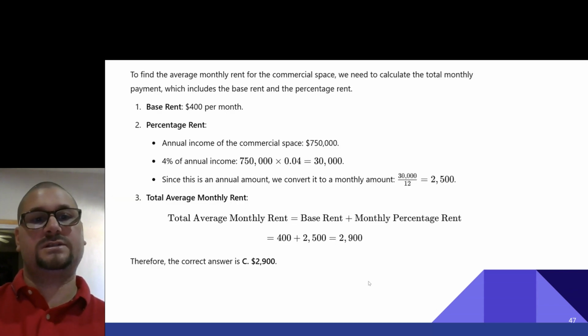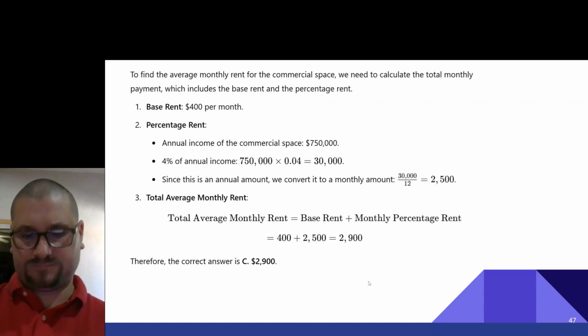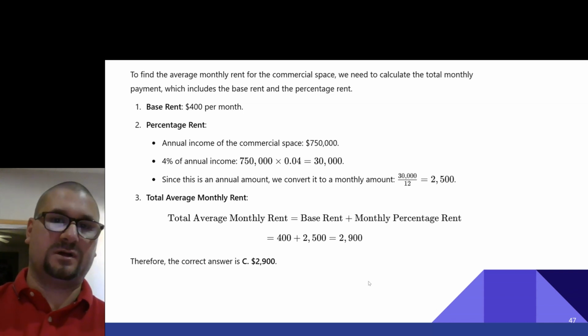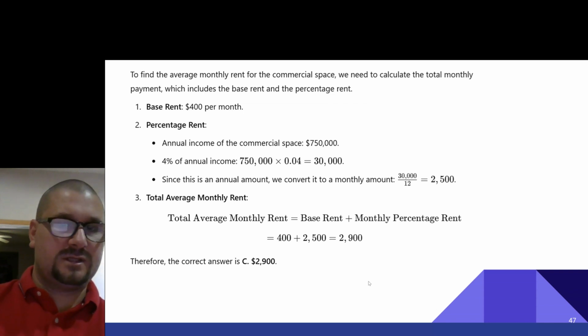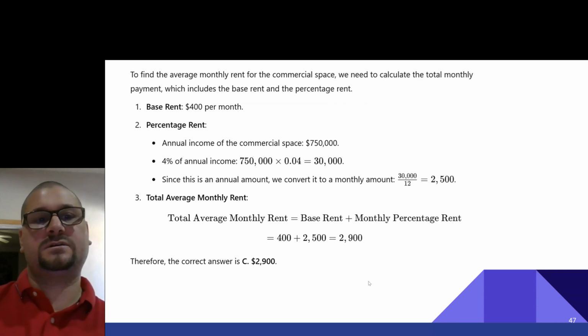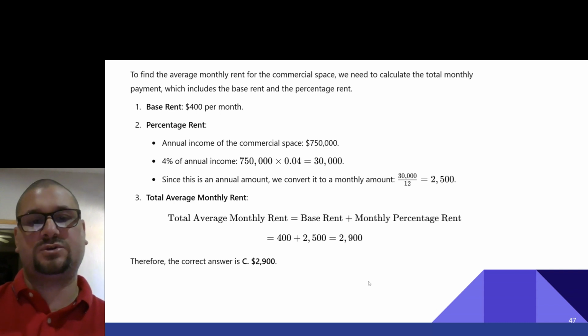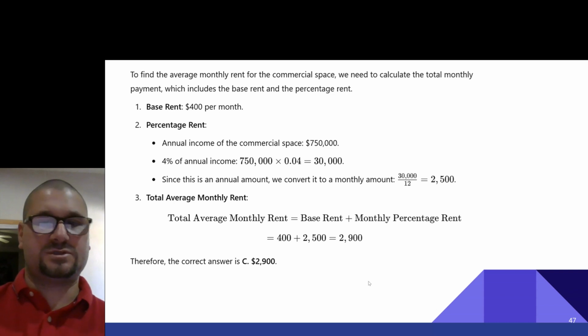Since this is an annual amount, we convert it to a monthly amount. Take 30 grand divided by 12. You get 2,500. So what's the base rent? It's $400. Annual income, 750 grand. 4% of the annual income, 750,000 times 4% is 30,000. What's the total average monthly rent? Total average monthly rent is the base rent plus the monthly percentage rent. So it's 400 plus 2,500 to get you 2,900.